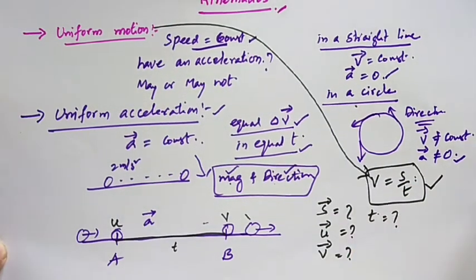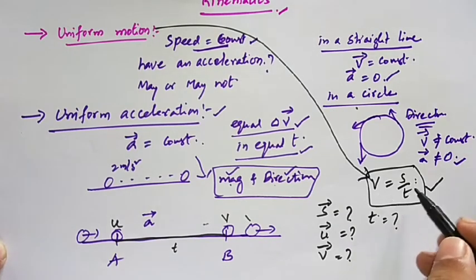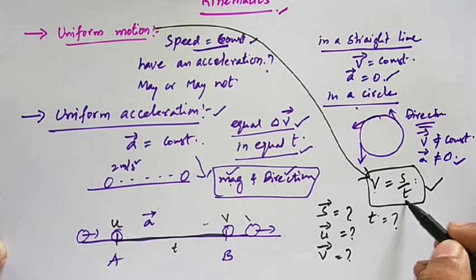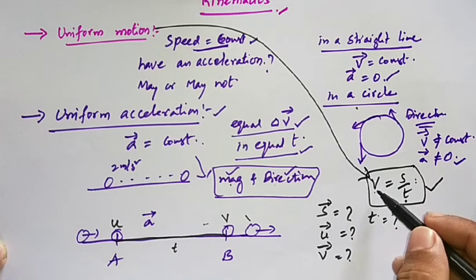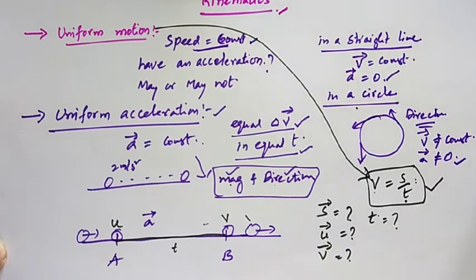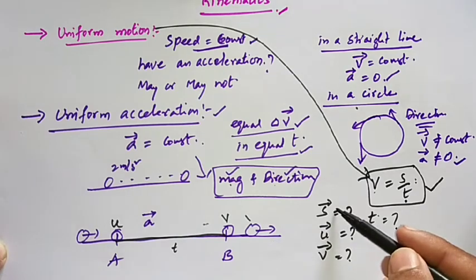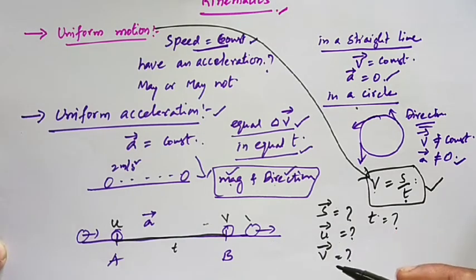So when the body has uniform motion, then you can use this formula. Speed is equal to distance by time. Then you can calculate either speed or distance or time, whatever it may be. But if the body has uniform acceleration, how to calculate displacement, initial velocity, final velocity and time?